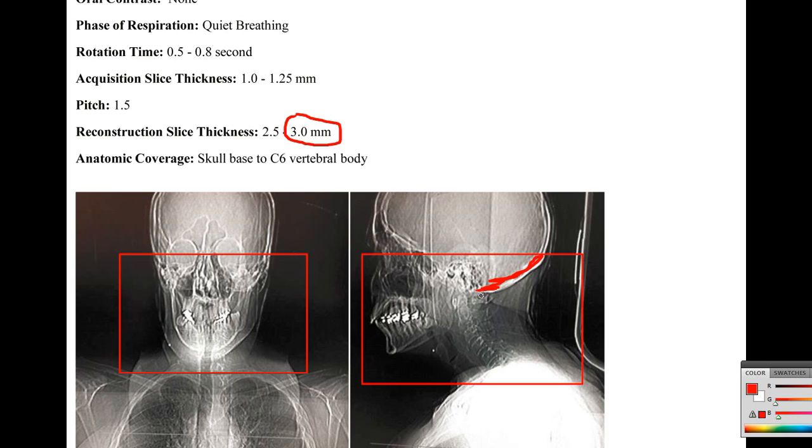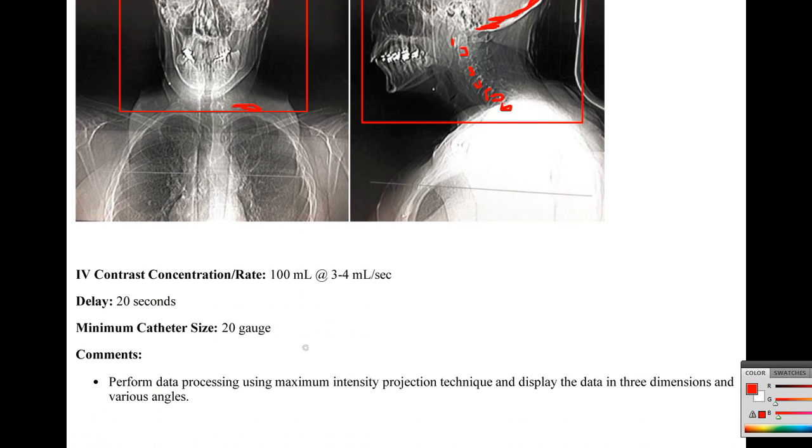We also count down vertebrae. It's kind of hard to do on the axial scan, but we go 1, 2, 3, 4, 5, and then this is 6. So we're covering the anatomy, and actually we're getting probably down to C7 here as well.